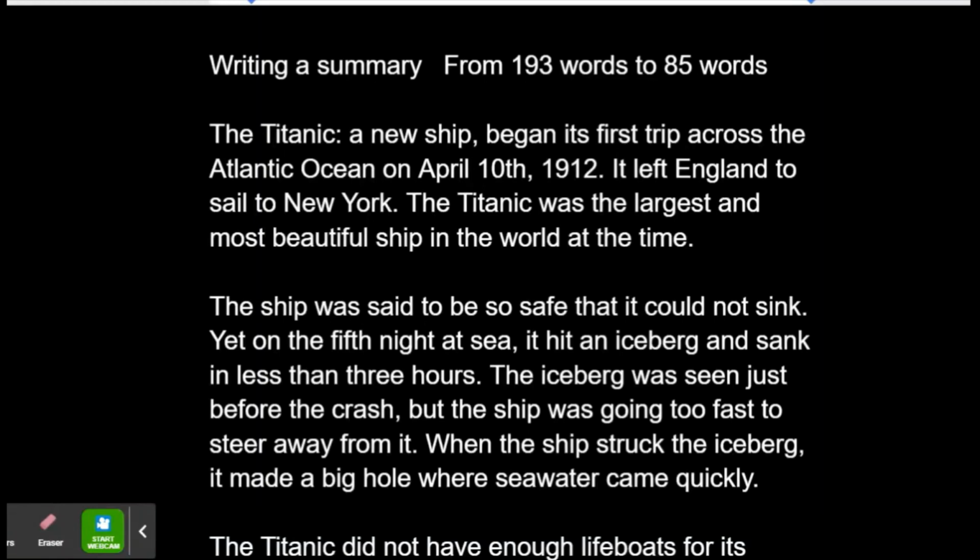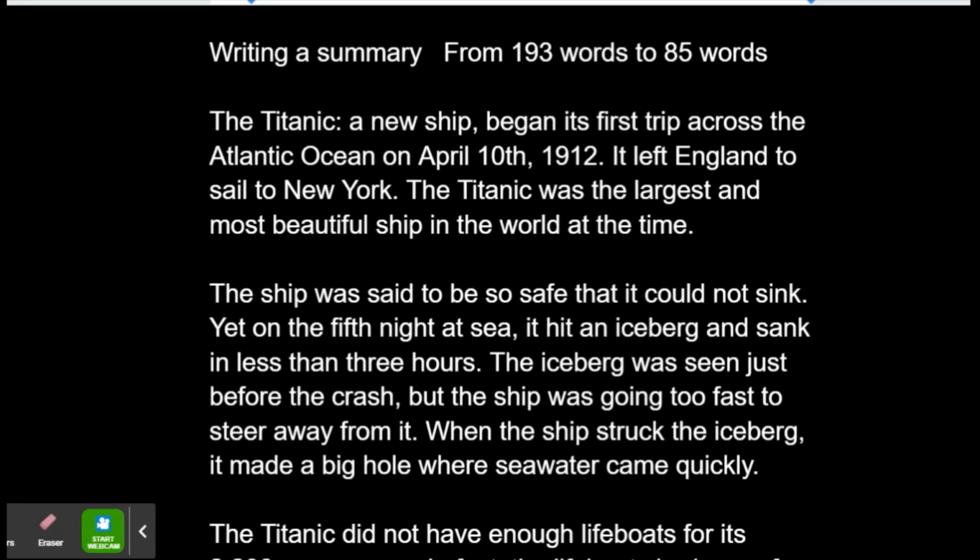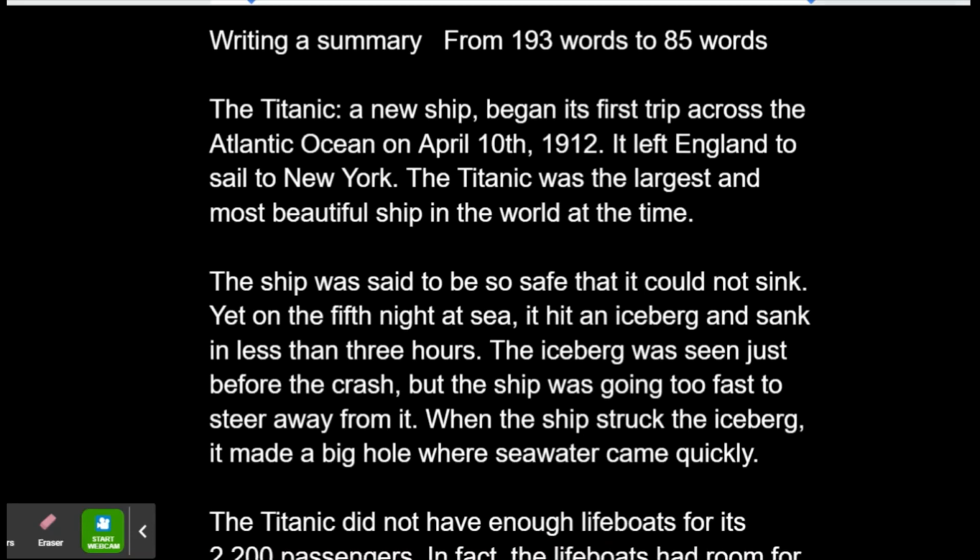This is all about making the text smaller but keeping all the key information. So, you don't write it in the same way that it's written. You have to write it in your own words. So, we're going to look at this text about the Titanic, and it's 193 words long. And then I'm going to show you how we make it 85 words long. So, let's begin by reading the text.